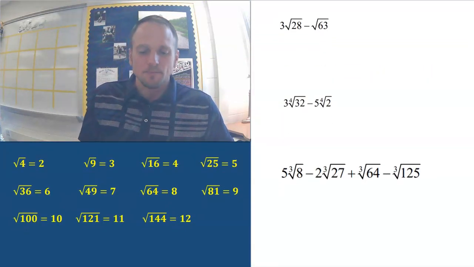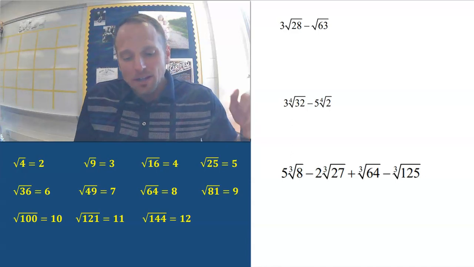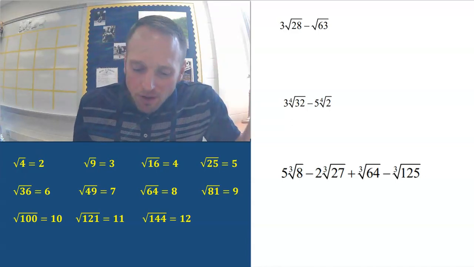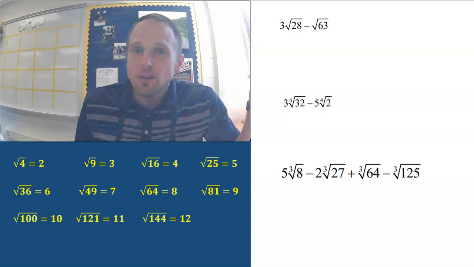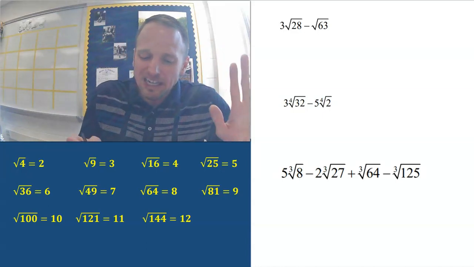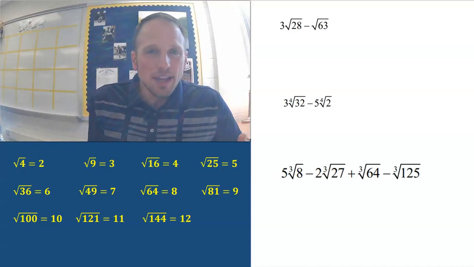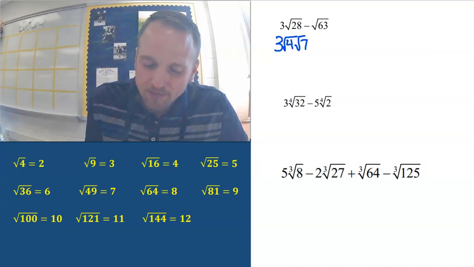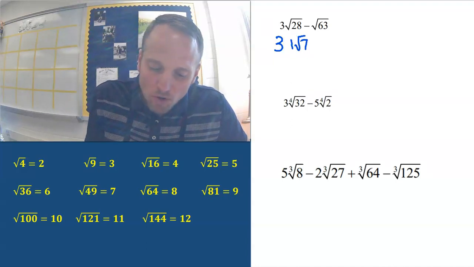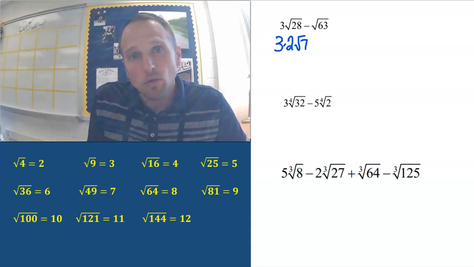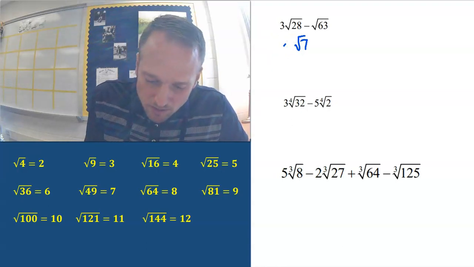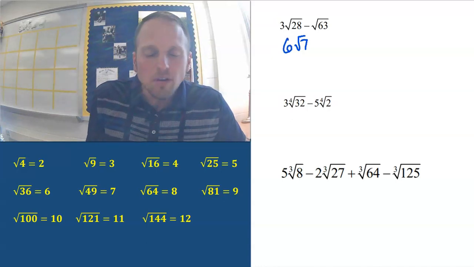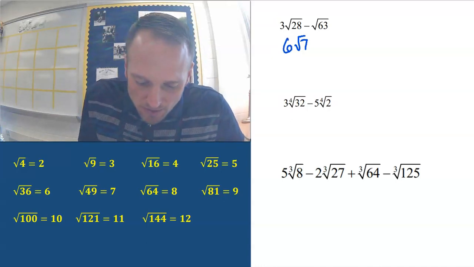Let's do some more. 3 root 28 minus root 63. So when I'm looking at this at first, it seems like those aren't like terms, and this might be simplified. But I wonder. Root 28, I see a perfect square that I can divide that by. Root 4. This is root 4 times root 7. And the square root of 4 is just 2. And 3 times 2 is just 6. So all of that is going to simplify to 6 root 7.